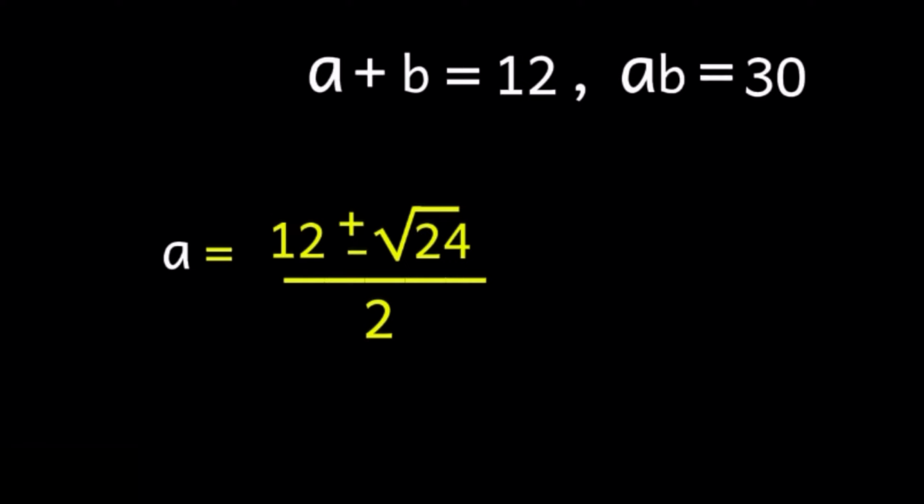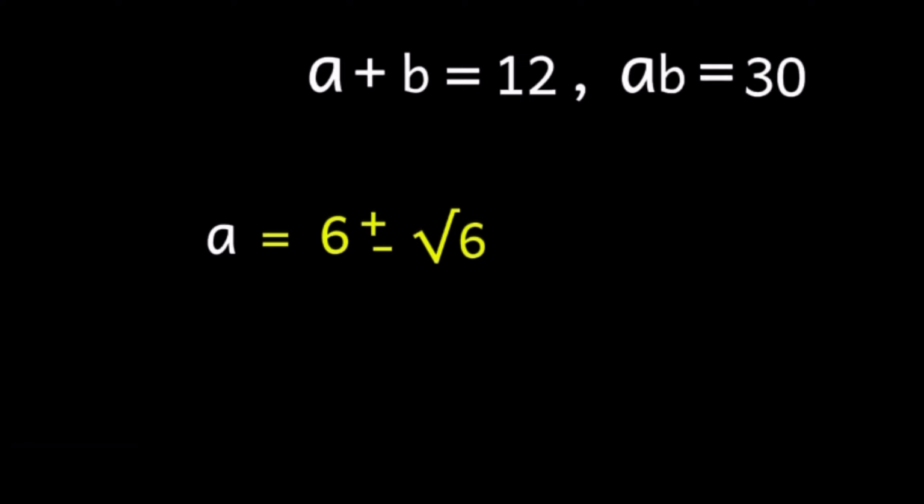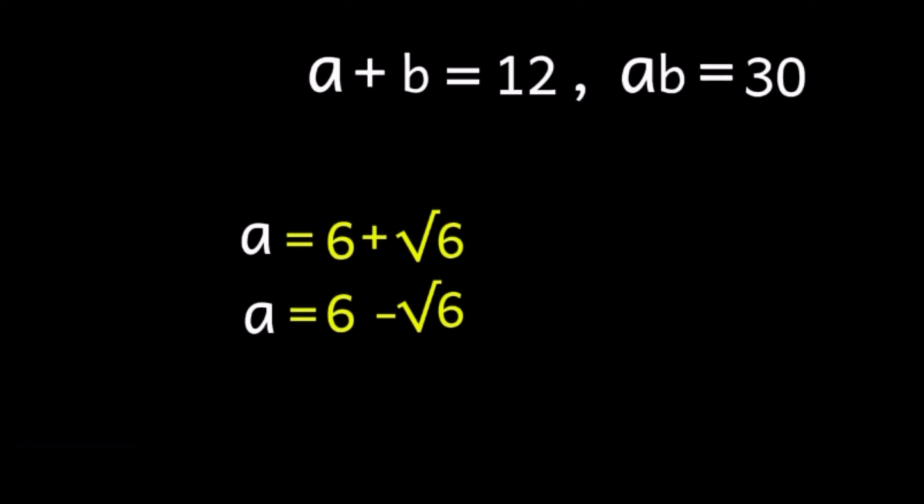Now, square root 24 is not a perfect square, but we can simplify it by writing 24 as 4 times 6. So square root of 24 becomes 2 square root of 6. Now, we substitute that back in, and we get a equals 12 plus or minus 2 square root of 6, all divided by 2. Now, we divide everything by 2, and we get a equals 6 plus or minus square root of 6. So the two values of a are 6 plus square root of 6 and 6 minus square root of 6.